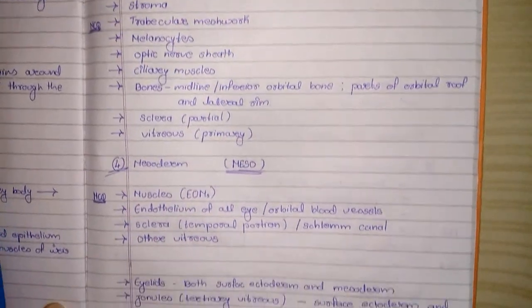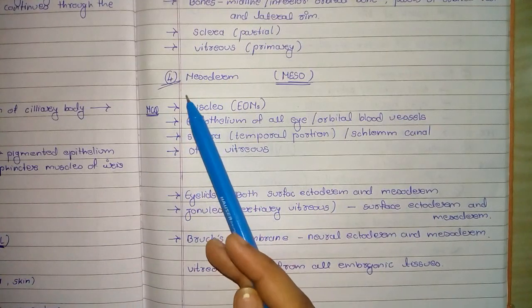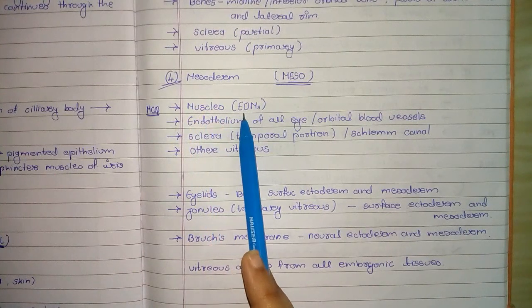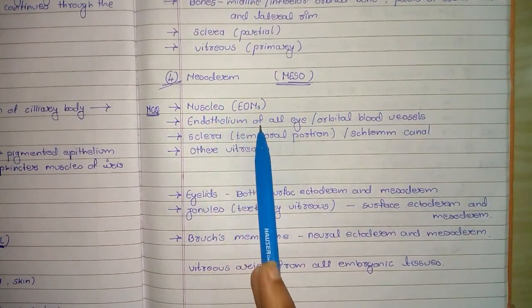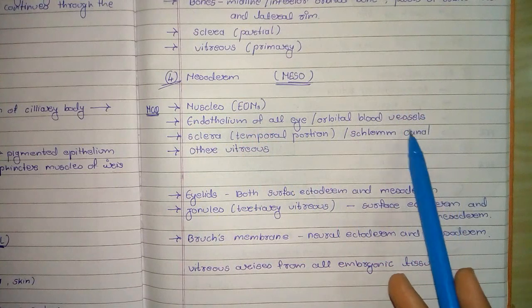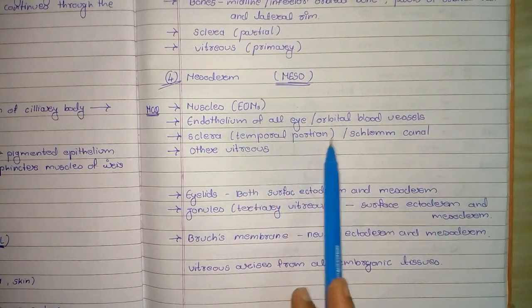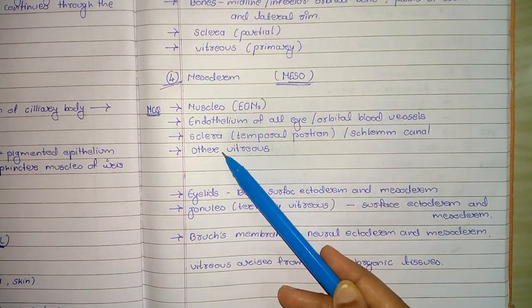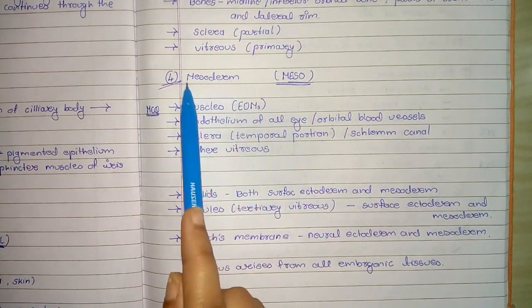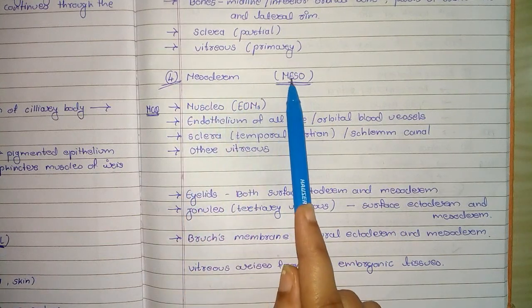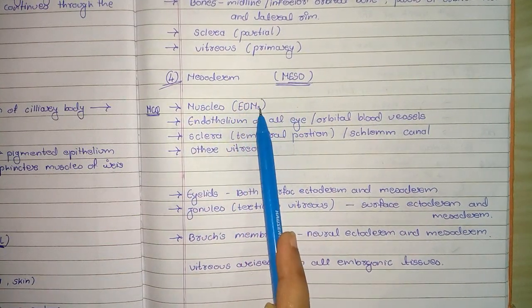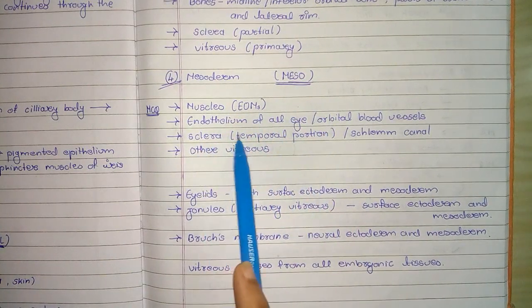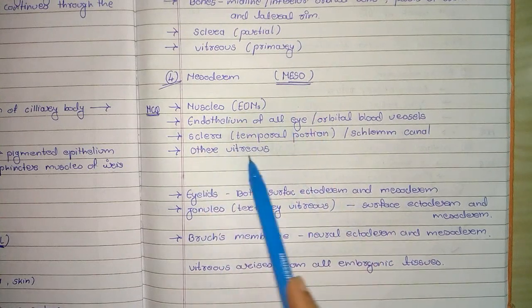Now the fourth one is mesoderm. It is the primordia of muscle, which means the extraocular muscles, endothelium of all eye, orbital blood vessels, sclera, which is the temporal portion, Schlemm's canal, and other vitreous. So, how to remember this point? You have to remember only the term MESO. M for muscle, which is extraocular muscle, E for endothelium of all eye, S for sclera, which is the temporal portion, O for other vitreous.